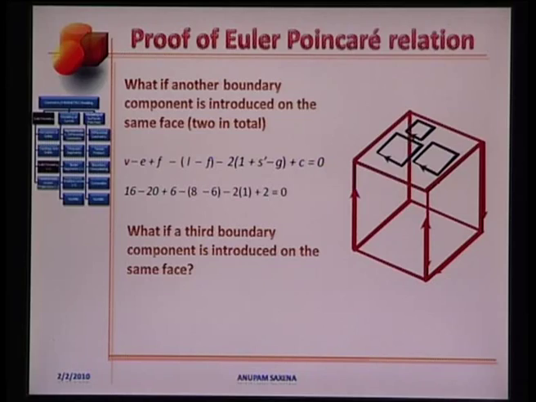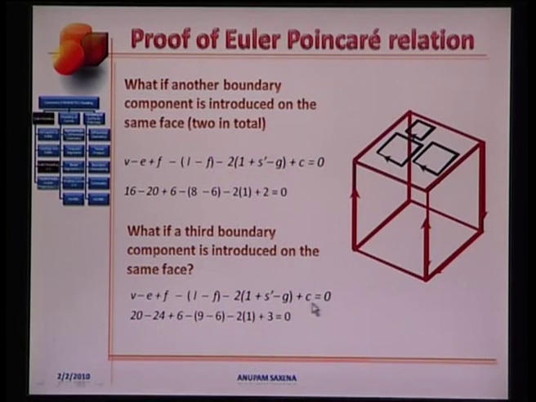The number of vertices will now be 20, 4 additional. The number of edges will again be 4 additional. The number of faces in the original solid will remain the same. The number of loops will now get incremented by 1. So this is 9.